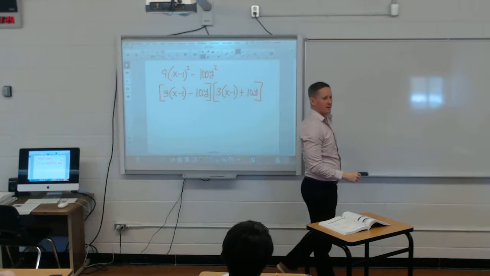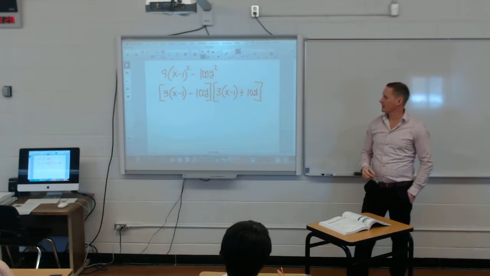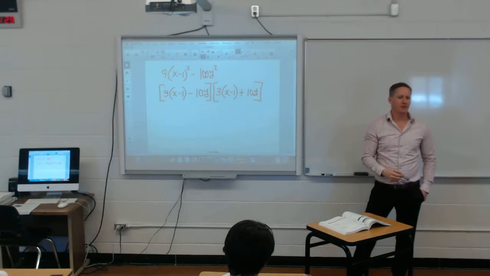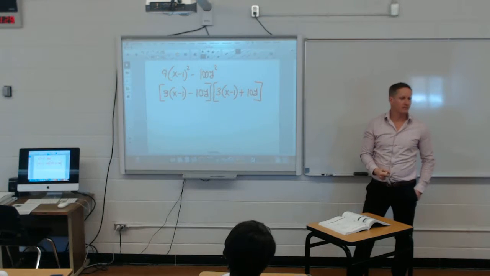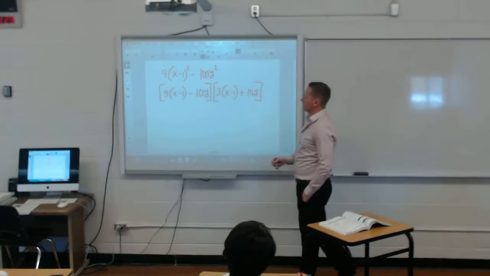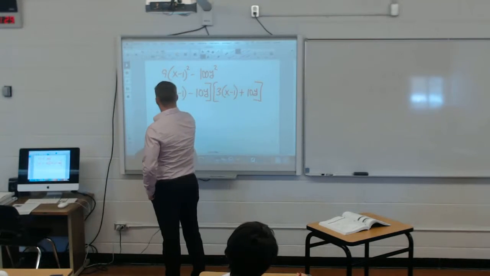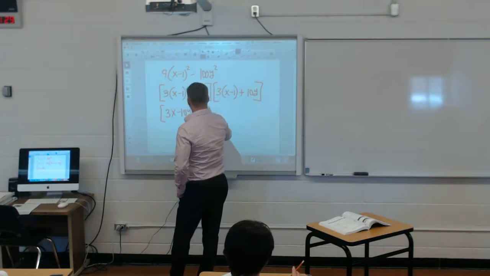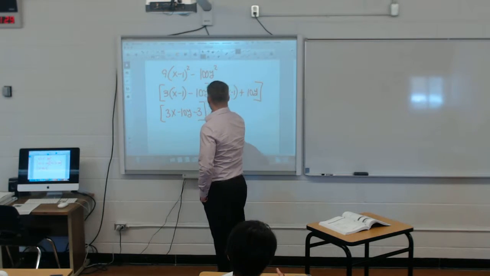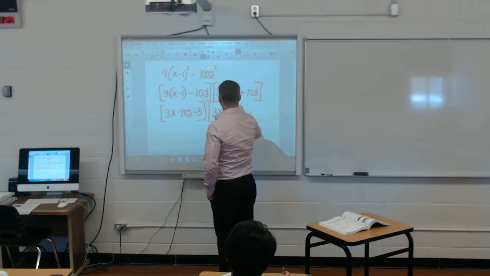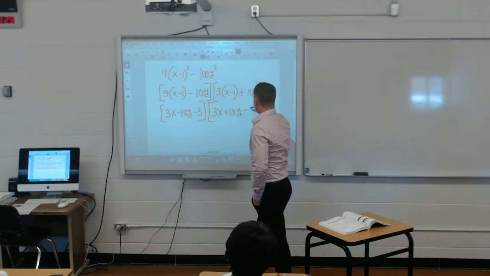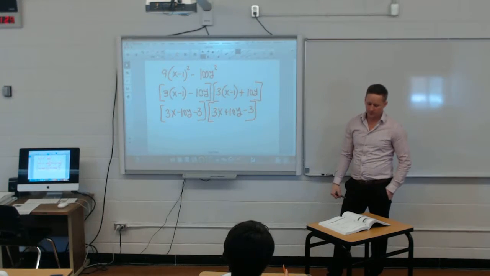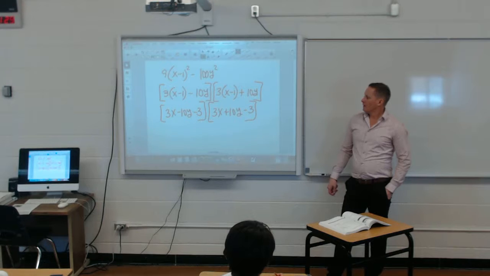So that's a minus b, a plus b. And then you should multiply through and get rid of the inside brackets. Leave the outside brackets, but get rid of the inside ones. So I'm going to have 3x minus 10y subtract 3, 3x plus 10y subtract 3. And that should be your final answer right there. Okay?